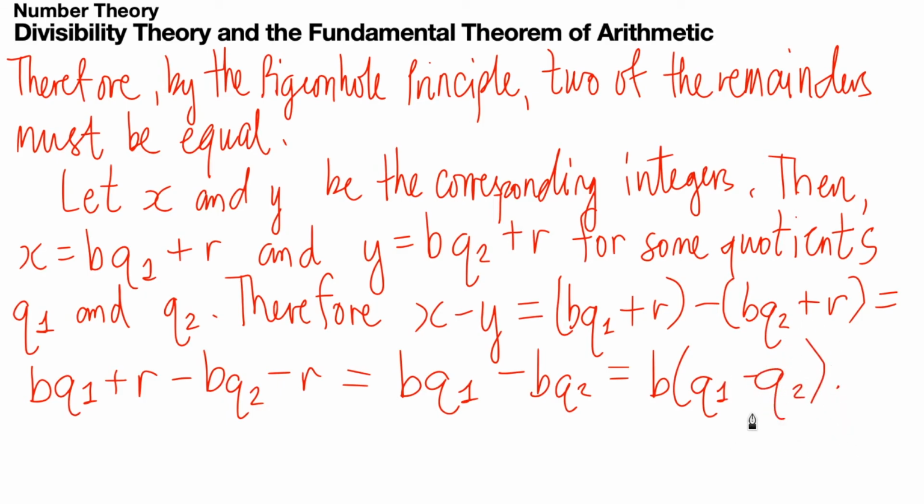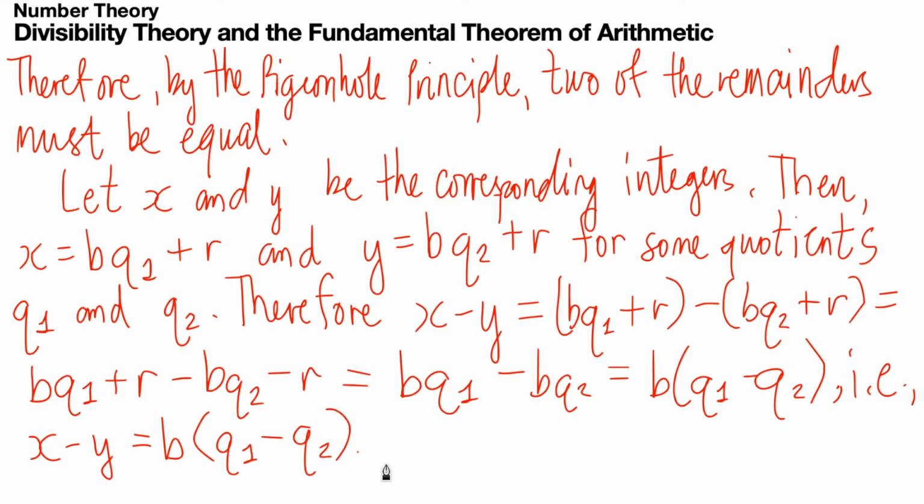So from here, we can see that x minus y is equal to b times the quantity of q sub 1 minus q sub 2. So clearly we can see here that x minus y is divisible by b.